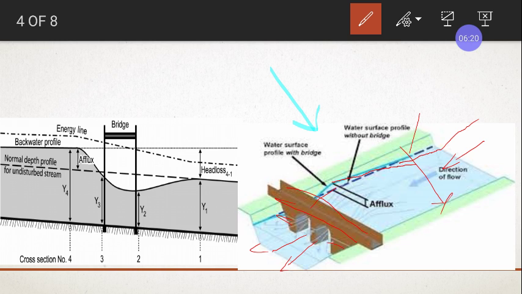So due to that, as the river water comes nearer to the bridge, the water level will slightly increase at some distance away from the bridge. There is a rise in water level. This rise in water level near the bridge is called as what? Afflux, or it is also called backwater, because it is at the back of the bridge. Water which is behind the bridge is called backwater. So it is called backwater or afflux.